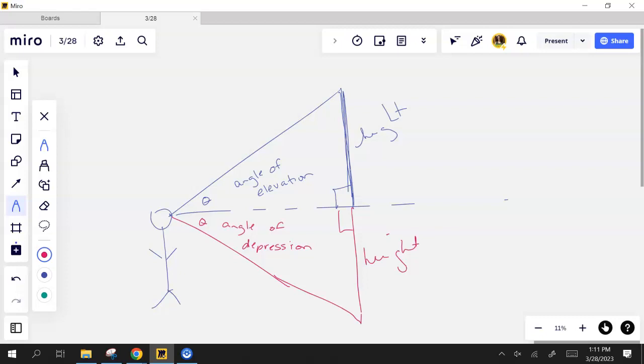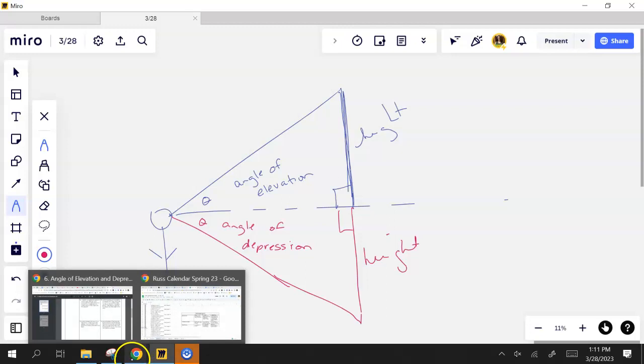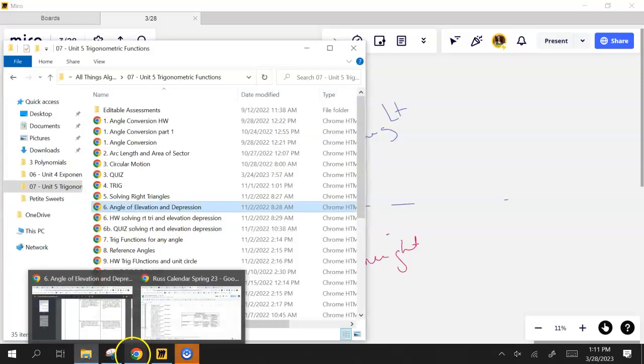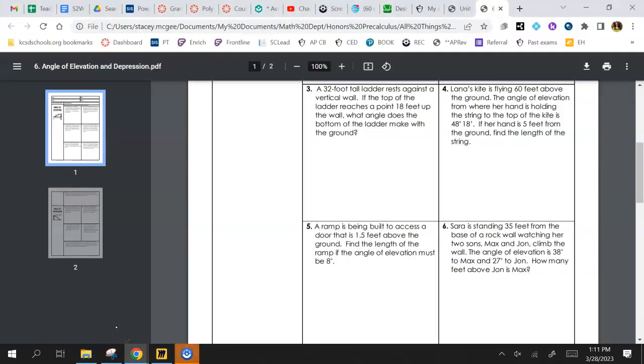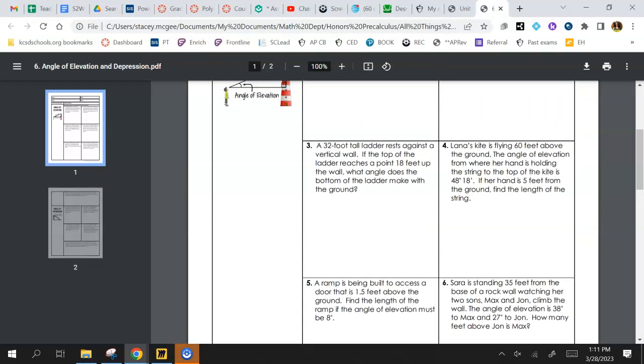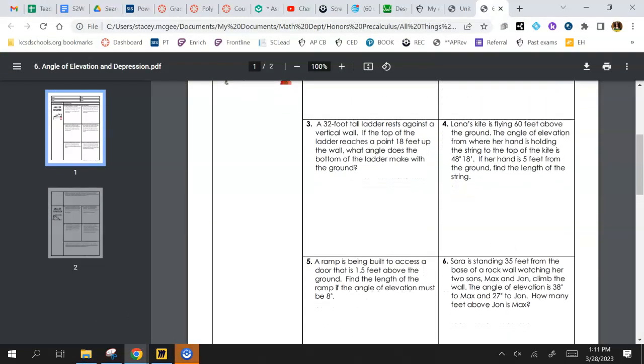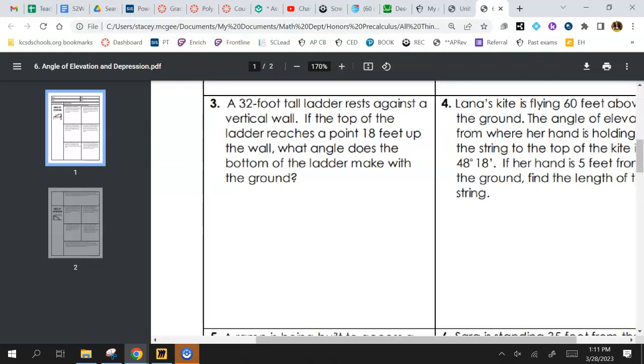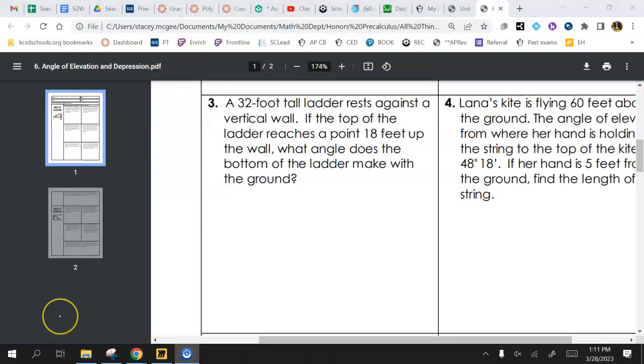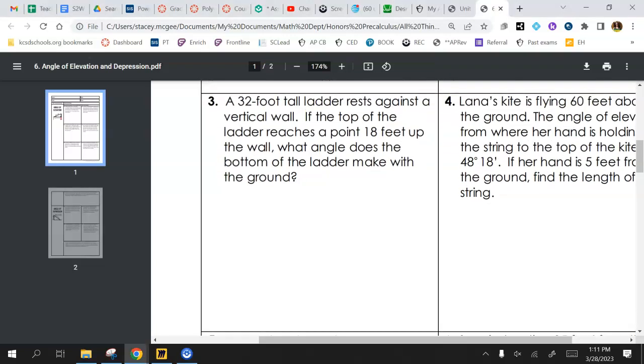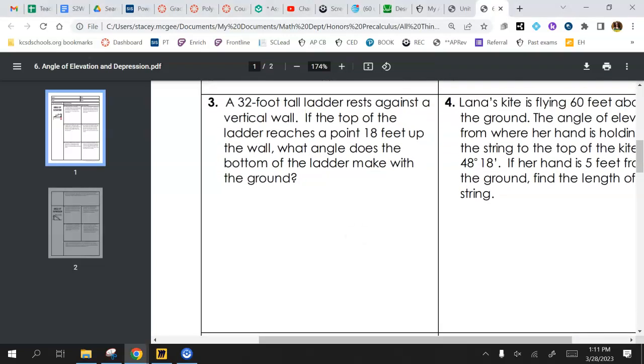All right, so let's do one, and I'll show you how this works. Let's do elevation first. We'll do this one. A ladder rests against a vertical wall. If the top of the ladder reaches a point 18 feet up the wall, what angle does the bottom of the ladder make with the ground? So always draw a picture for these. It's really going to help you.